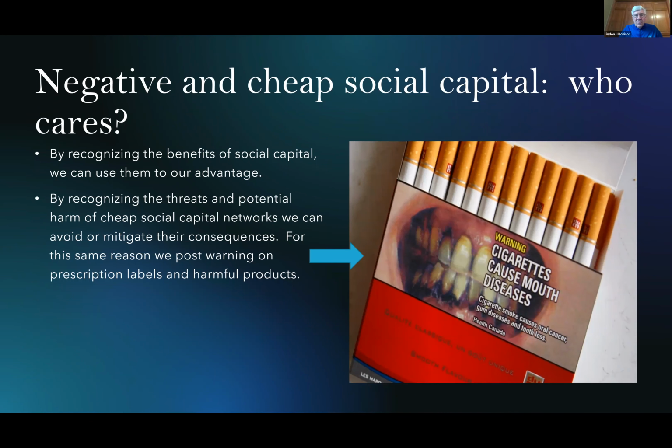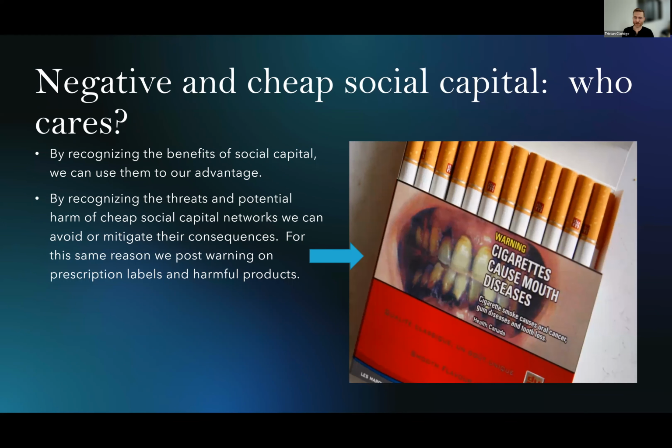For example, when we finally got to the point of recognizing the danger of cigarettes and nicotine and cancer producing products, we said we really need to warn people that cigarettes cause mouth disease and other things. And so even though it's not often a pleasant task, we are under some obligation to warn people, in this case, against the high cost of developing cheap social capital networks, which is, I think, going to be the focus of really what follows. And certainly when we can identify these things, then we can do something about them.